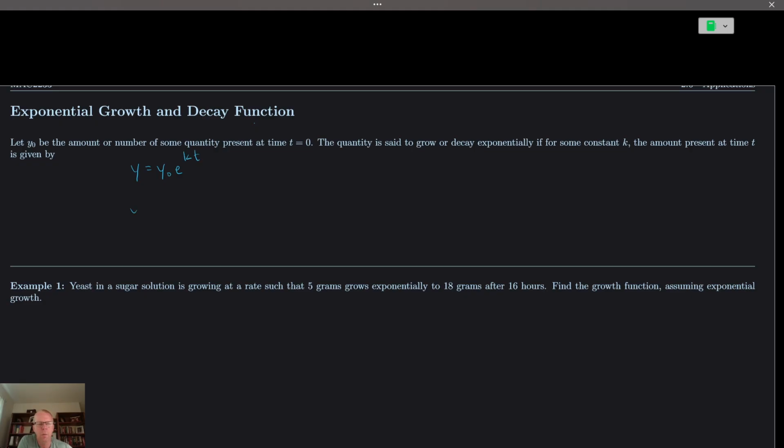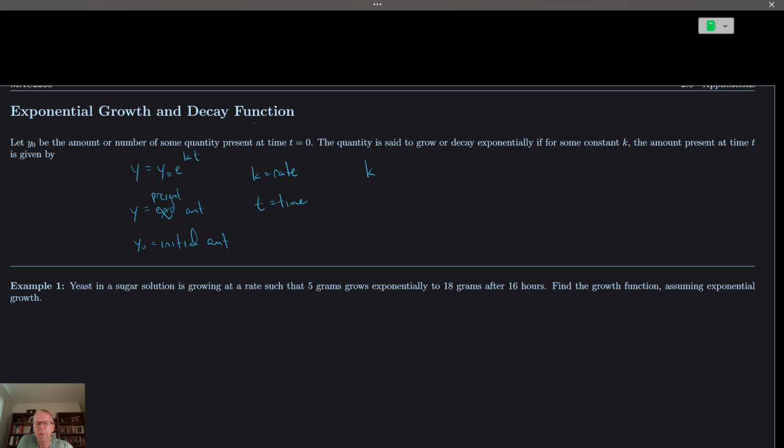So y we're going to let represent the end amount, or maybe better would be the present amount. So present at time equals whatever it is, so t equals 10 or t equals 20. But obviously we can still keep going after 10 or 20. So present amount, we'll call it that. Y naught is the initial amount. K is going to be the rate. And then t is going to be time. And of course, e is going to be the irrational number that we've talked about before.